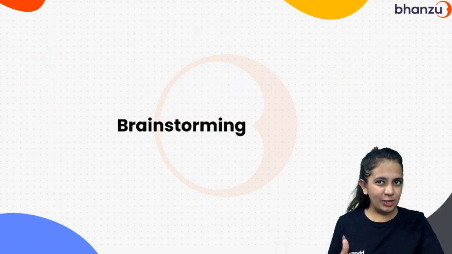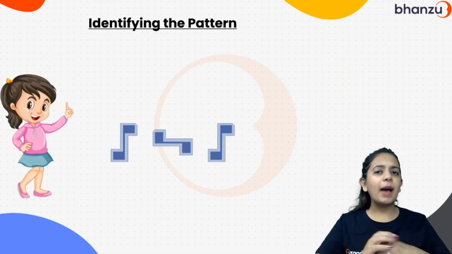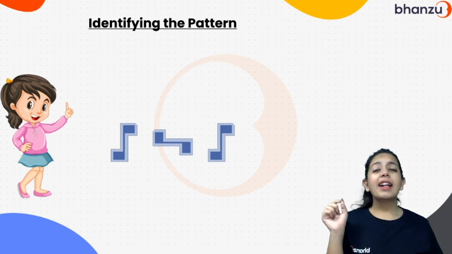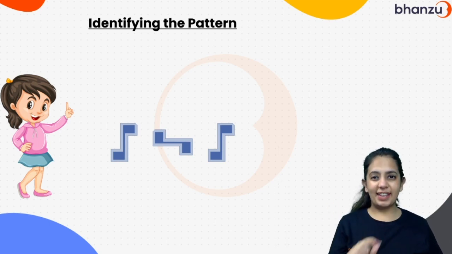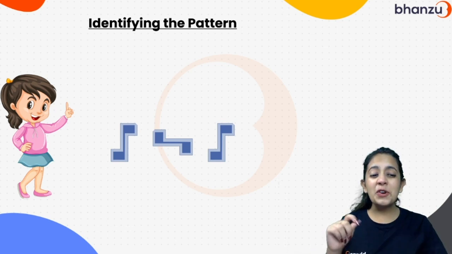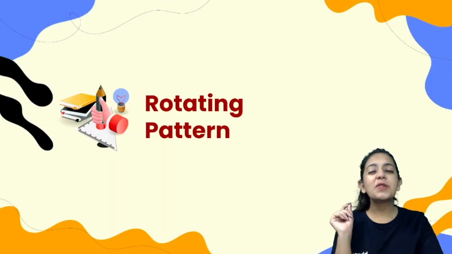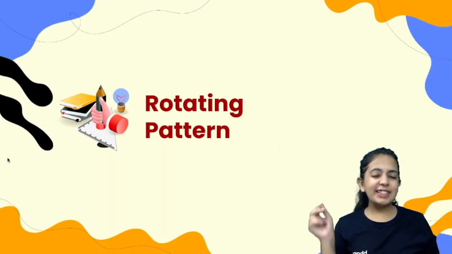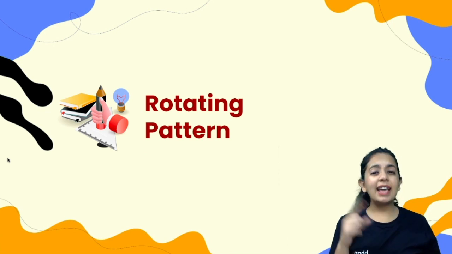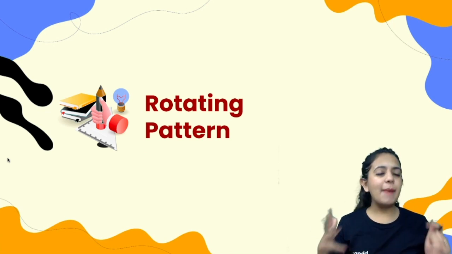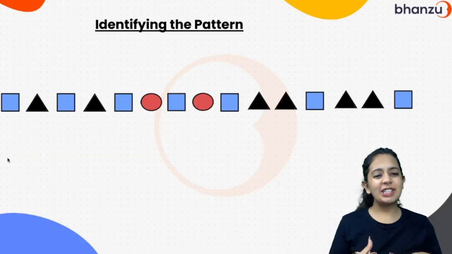So let me ask you a question on this. Identify this pattern over here that Sia is showing you and find out what will come next. For that, you have to learn the concept of rotating pattern. So let's master the concept of rotating pattern first and then we will be able to answer that question at our best.